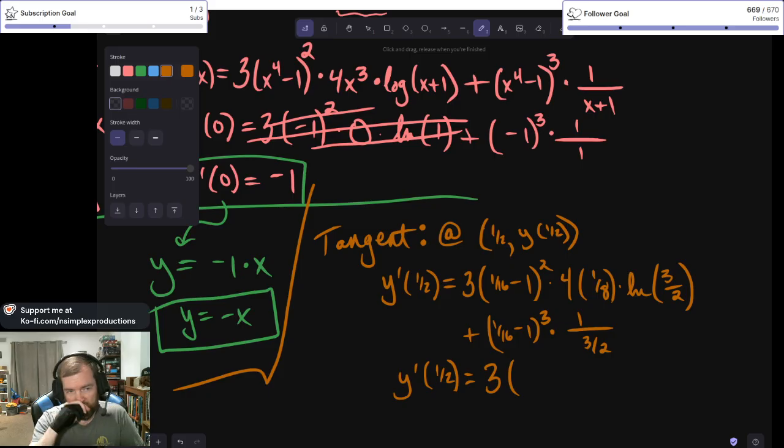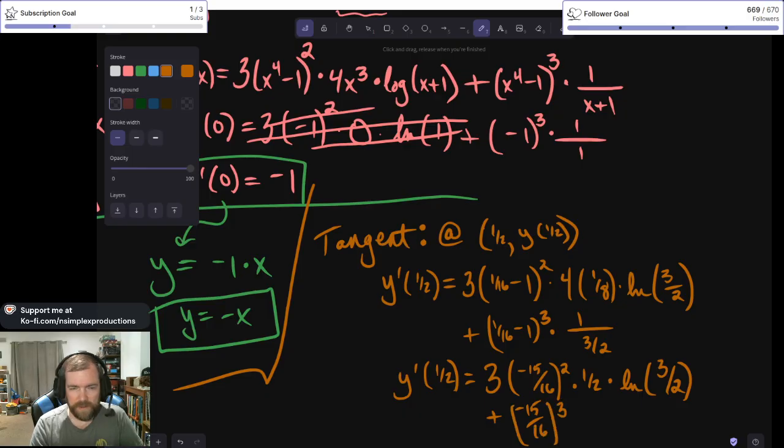Okay, this is going to be a negative 5/16. 15. Negative 15/16. Wow. Squared. Times. This is 1/4 of an eighth. Or, no. Wow. This is 4/8. So, 1/2. Times natural log of 3/2. Plus negative 15/16 parentheses cubed times, again, 2/3 is going to be how that untangles itself there.